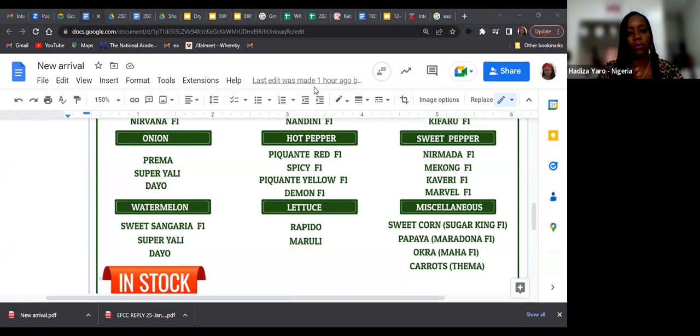Then going further, we look at our latest variety. We have the Rapido, that is the loose leaves. And then we have the Maruli, which is the typical iceberg variety. Then talking about the miscellaneous, not because they are not important in the portfolio, but we use the classification as miscellaneous because they are either 1 or 2. Sweet corn is selling hot in the market. East West Seed is the first company to introduce sweet corn in Nigeria. And we have a mark, that is Sugar King F1, which is the king of all sweet corn across the world.